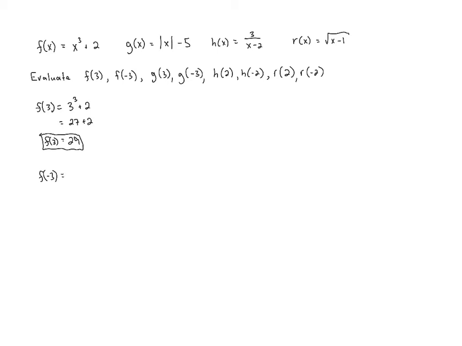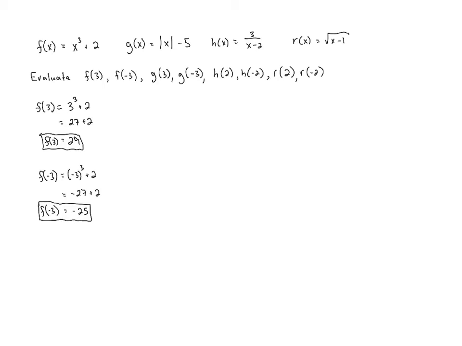Good. Let's do f of negative 3. This means that we're plugging in negative 3 for x. So it's going to be negative 3 cubed plus 2. When we take a negative number and cube it, the result is going to be negative. So that's going to be negative 27 plus 2. And negative 27 plus 2 gives us negative 25. So we have learned that f of negative 3, in this case, is negative 25.